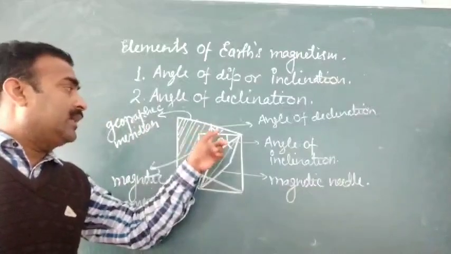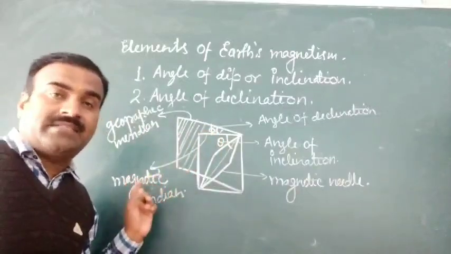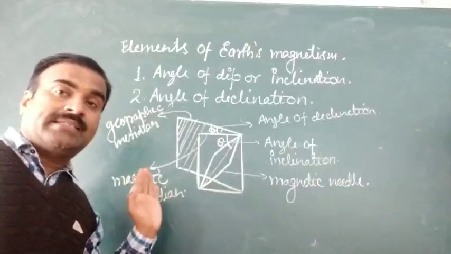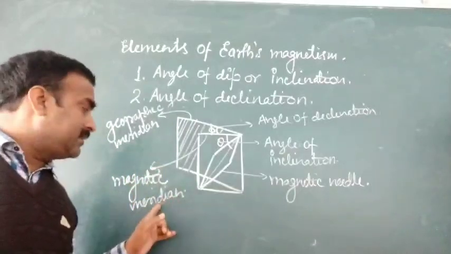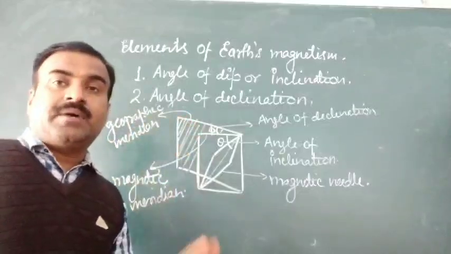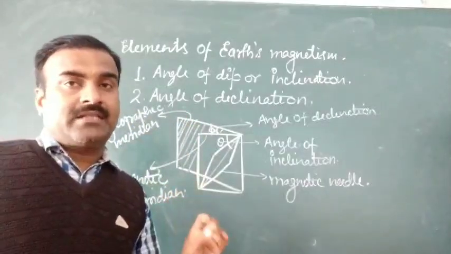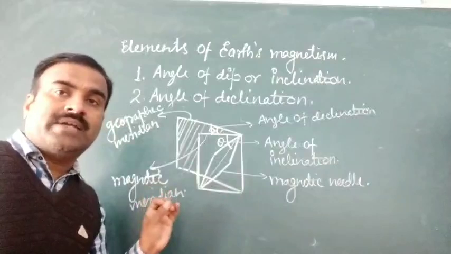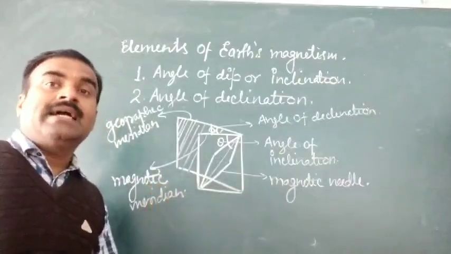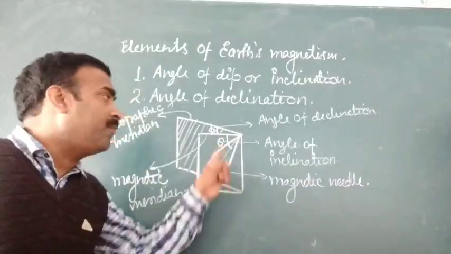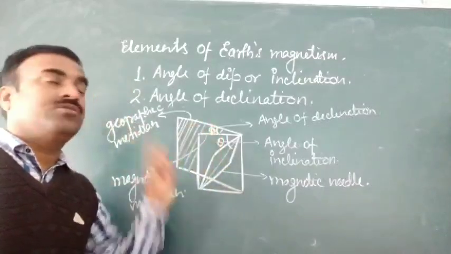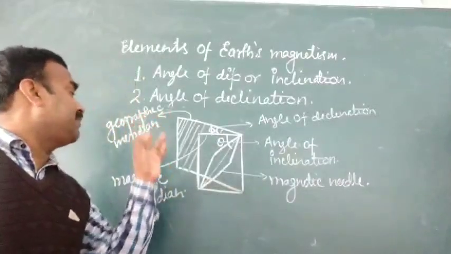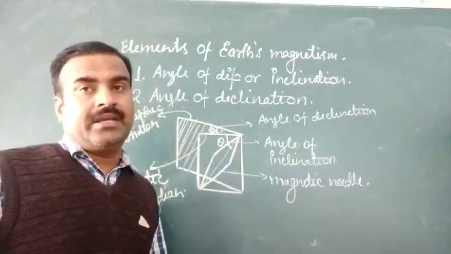Now, the line passing through the geographic axis is known as the geographic meridian, and the line passing through the magnetic axis is known as the magnetic meridian. This is the magnetic meridian and this is the geographic meridian. The angle formed in between the geographic meridian and the magnetic meridian is known as the angle of declination.